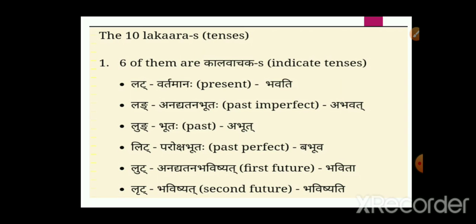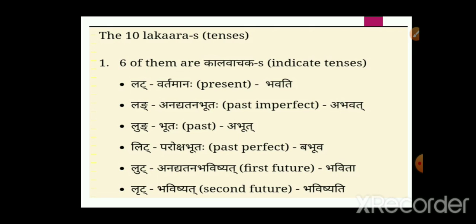So let's revise this. There are 10 lakaras. Lakara means tenses in Sanskrit. So 10 lakaras in Sanskrit. Among these 10, 6 of them are to indicate tenses. So these 6 of them are called as a kalavachaka. Among these 6, the first one is lat lakara. Lat lakara means present tense. Present tense in Sanskrit we will call it as a vartamanaha.